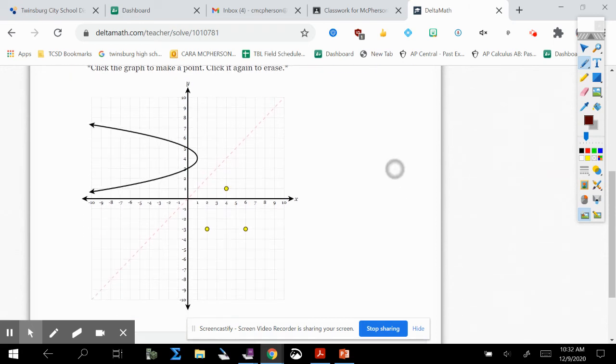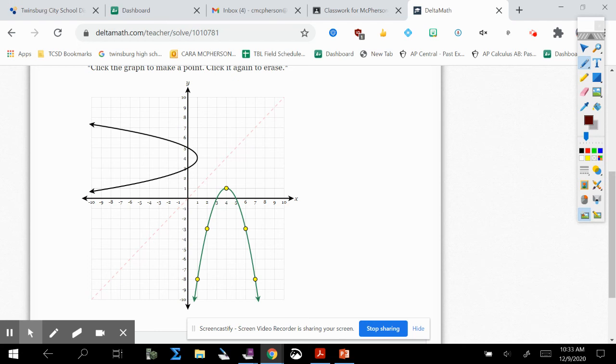What else we got here? Looked like (-8, 1). So I'm going to go to (1, -8). And it also looked like (-8, 7). So I'm going to go to (7, -8). And you'll notice once you get that 5th point there, it's going to connect the dots for you. You don't have to connect the dots and try to make it really look pretty. They'll make it look pretty for you.